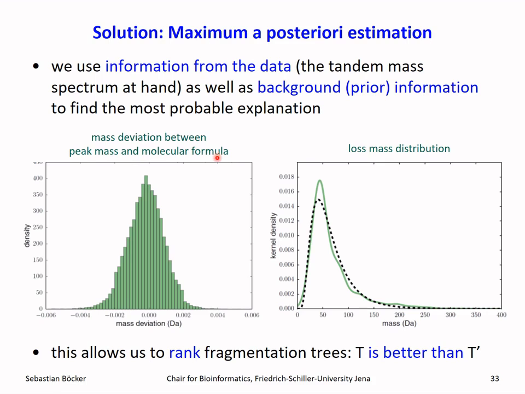These two things now allow us to score each fragmentation tree, and with that to rank the fragmentation trees. We now know which tree is better than which other, because we assign a posterior probability to it, and then we say the one with the higher posterior probability is the better tree. And our task is to find the best one.